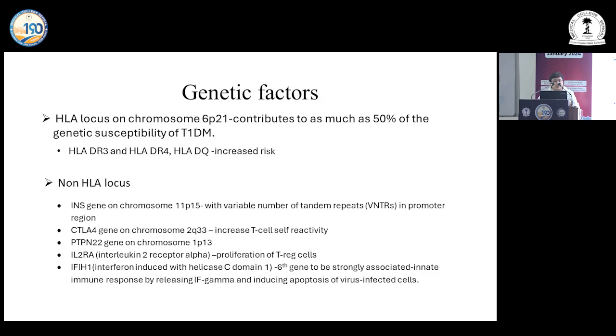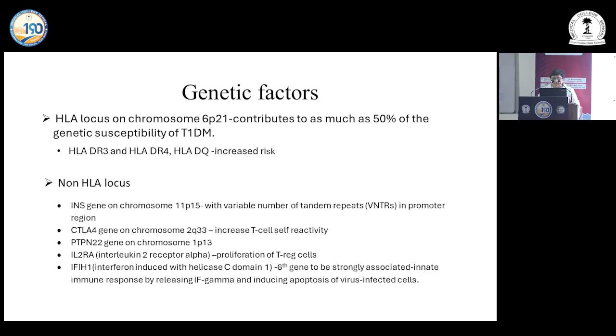There are other non-HLA loci that have been implicated with an increased risk of type 1 diabetes, like the insulin gene on chromosome 11 with variable number of tandem repeats in the promoter region, the CTLA4 gene and the PTPN22 gene on chromosome 1p, which increases T cell reactivity, and polymorphism of these leads to an increased chance of developing type 1 DM.